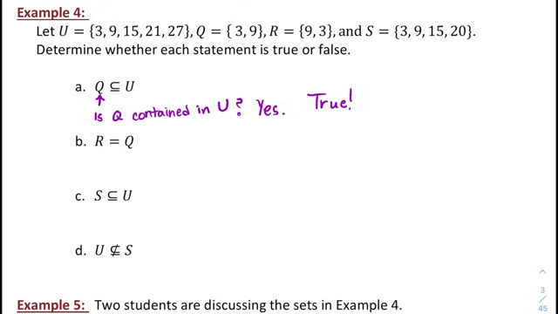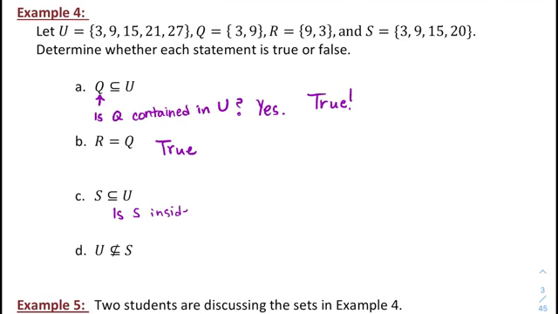On B, we want to see if R is equal to Q. That means they have to contain the exact same elements. So if you look at R, it's got 9 and 3 in it, and Q is 3 and 9. Those are the exact same numbers, even though they're in different orders, so they have the same elements, and that's a true statement.